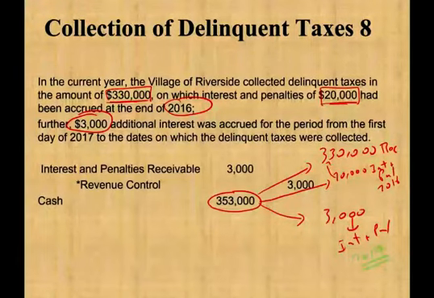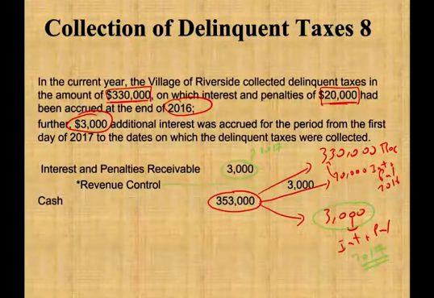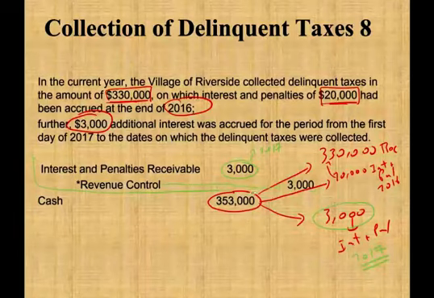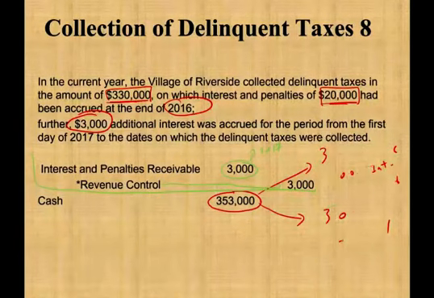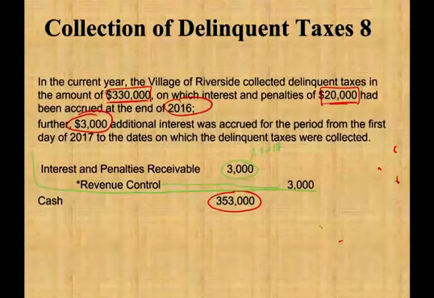Debit cash. But we have not recorded this $3,000. So what we do is we debit interest and penalties receivable $3,000 first for year 2017 to put the receivable on the books because we charged them $3,000, and we credit revenue control $3,000. So this is the first entry we make. The first entry you make is to impose the $3,000 of penalties that were incurred in 2017. We did this right here in this entry.